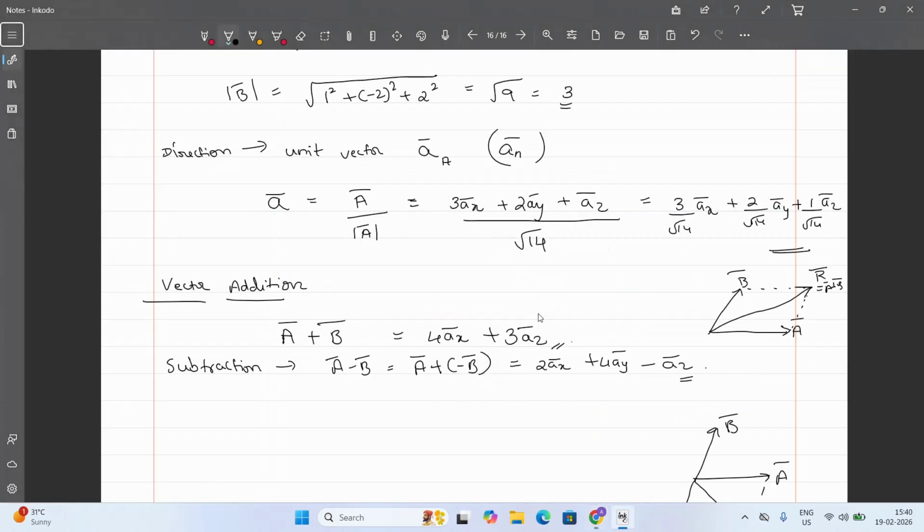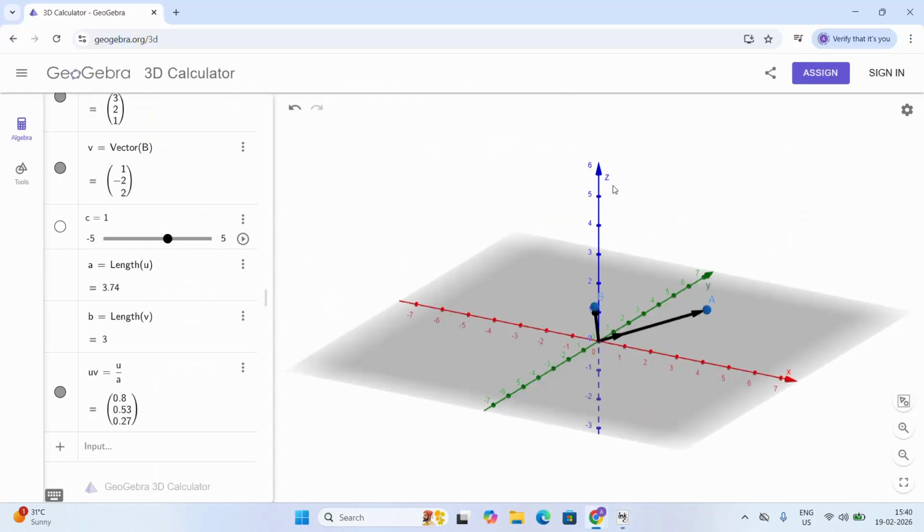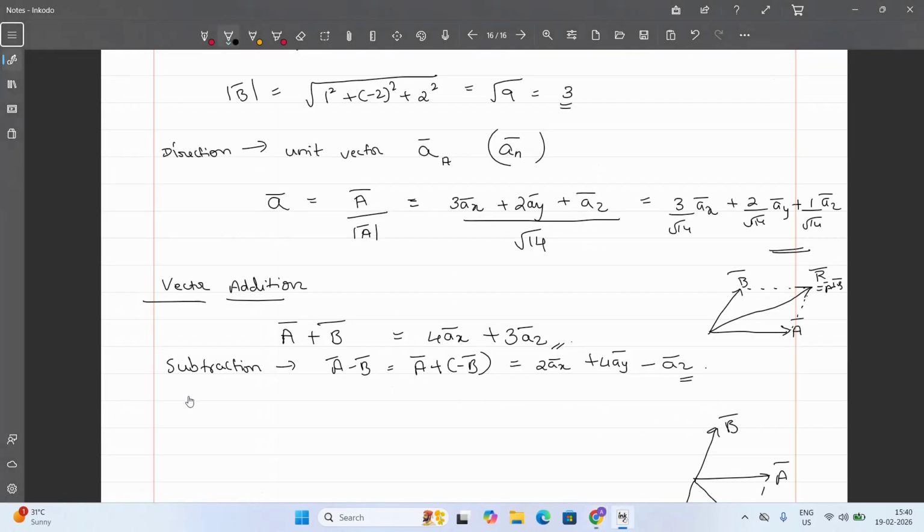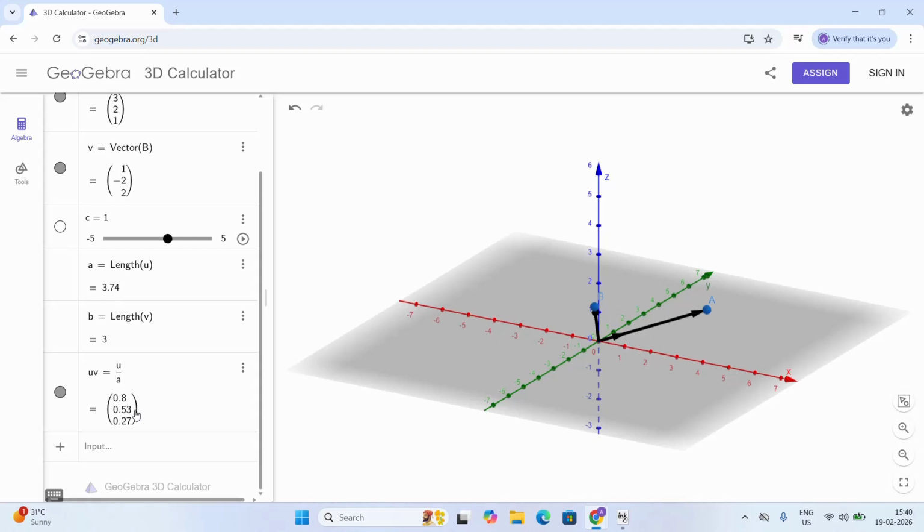So you can just try this. Open your calculator and check what is 3 divided by root 14. Okay, 3 divided by root 14 will be 0.801. You're getting 0.8 here. Okay, similarly, 2 divided by root 14, the second value, is 0.5345. It gives you 2 decimal place values. Similarly, you can check for the last one, 1 by root 14.